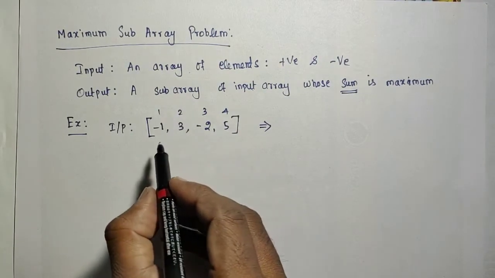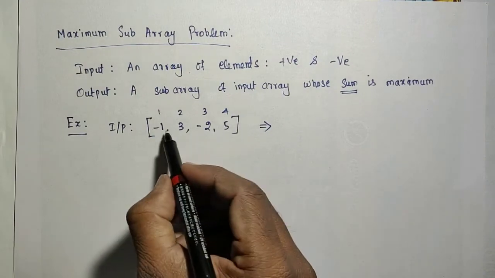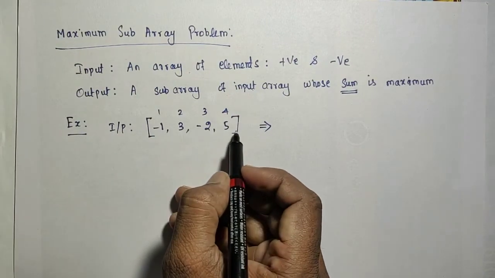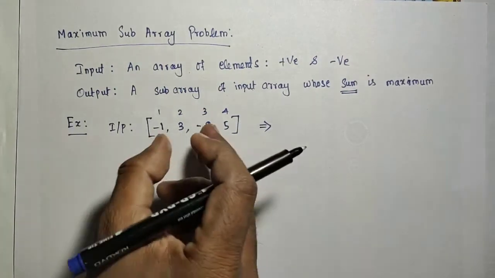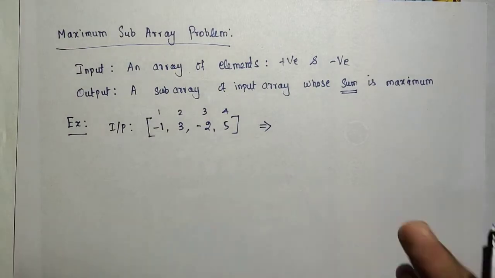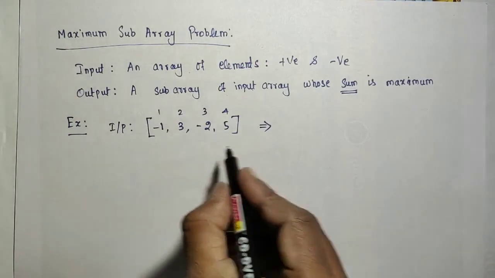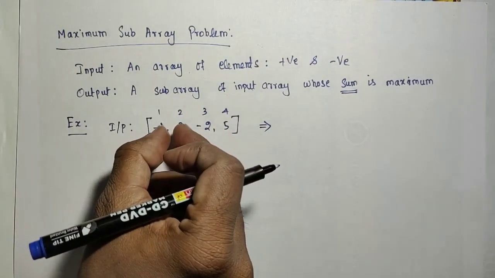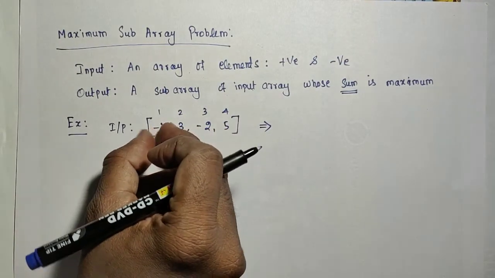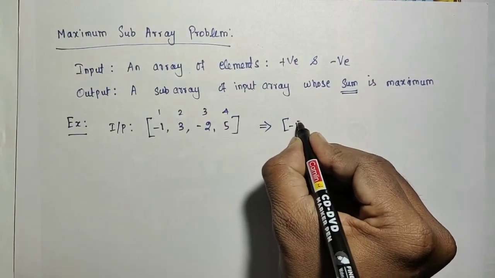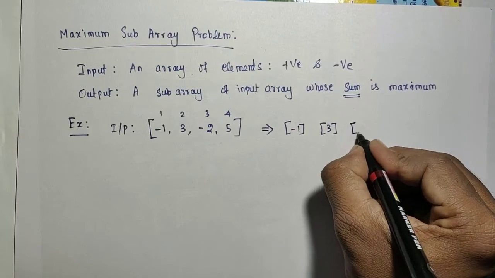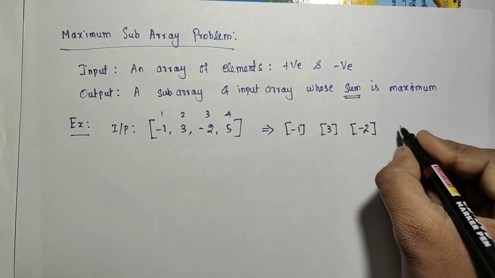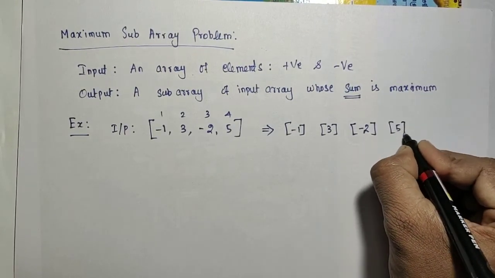A subarray is not random numbers from the array. Picking random numbers -1, -2 and 5 is not a subarray. So you can say -1, 3, -2 is a subarray. If you are picking continuous numbers, that will be considered the subarray. So what are all the possible subarrays? If you consider individual elements, -1 alone can be considered one subarray, 3 alone is a subarray, -2 alone is a subarray, and 5 is a subarray.